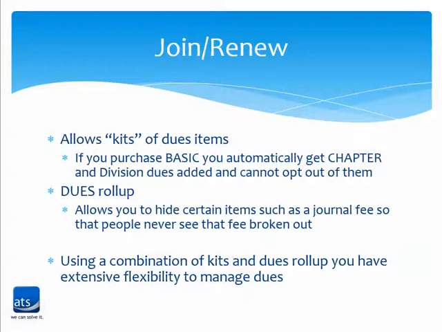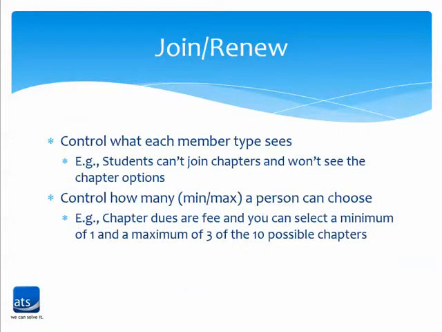We do allow dues items. Basically, if you purchase, say, basic dues, then you automatically get the chapter division dues. There's no option to not get them. They are bundled together with the basic dues, even though in IMAS they are perhaps 3 product codes in this example. There is a dues roll up that, once you let people buy things in different product codes, you can hide certain items, such as maybe a journal fee, so that people never see that fee broken out. So a couple options there. Using those combinations together can really give you a lot of flexibility in how you want to manage your dues.